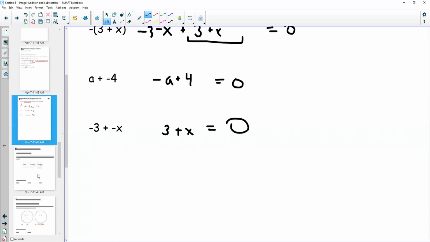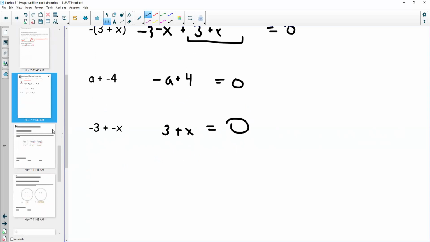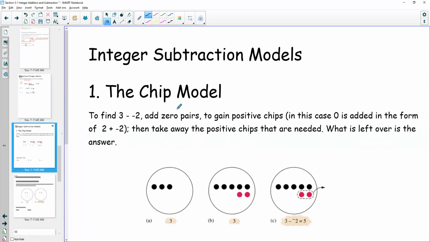So that's addition. Subtraction works the same way, except subtraction's a little trickier, right? Because we're taking away. So we can use all the same models, and we will. The trick is to remember that when we add 0 to something, it doesn't change its value, okay? So here, I want to do 3 minus a negative 2.